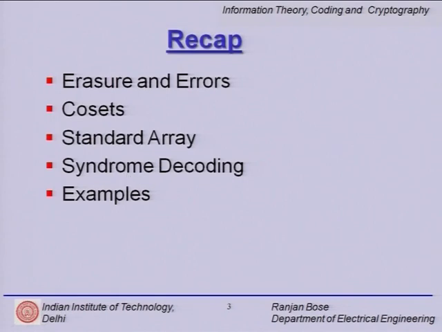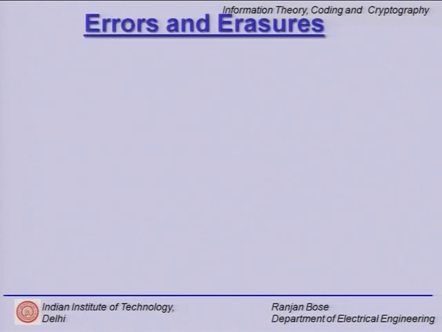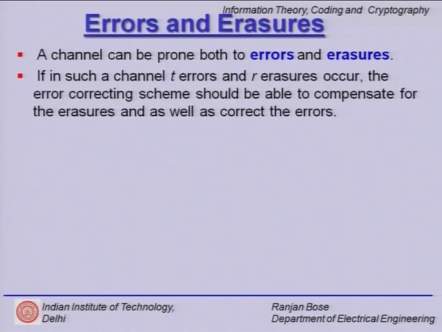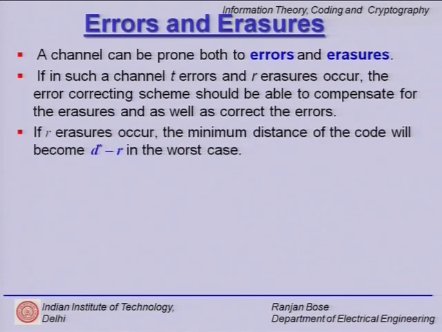We have covered in the last lecture topics related to erasures, errors, cosets, standard arrays, syndrome decoding, and we looked at several examples. So very quickly, we have realized that a channel can have both errors and erasures, and you can model such a channel with T errors and R erasures occurring for every code word. And the question is, how many of these can you actually correct?